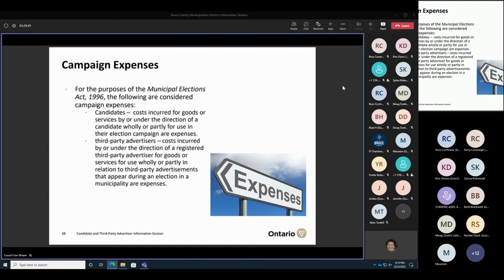For greater certainty, the cost of holding fundraising functions does not include costs related to events or activities that are organized for such purposes as promoting public awareness of a candidate and in which the soliciting of contributions is incidental. Promotional materials in which the soliciting of contributions is incidental.